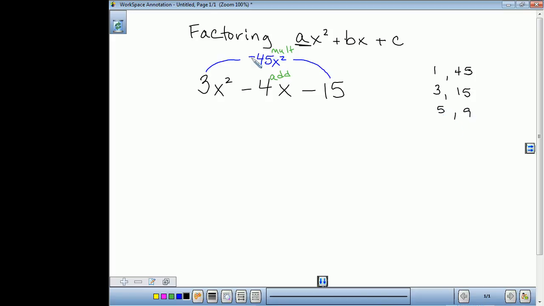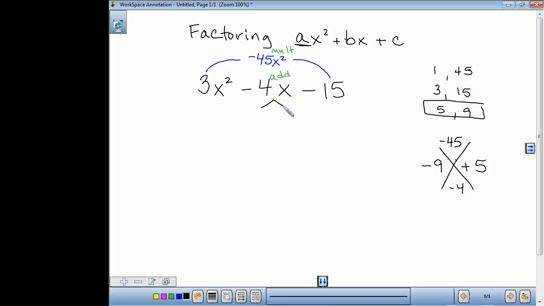Now, if I'm multiplying to get a negative, does that tell me that the signs of these two numbers are the same or they're opposites? They're opposites. So these are my choices I'm looking at, and I know the signs are opposite. I just don't know which one's which. Okay, that's a good choice, because we're multiplying to get negative 45 and adding to get negative 4. And the way we do that is negative 9 and positive 5, because negative 9 times 5 is negative 45, and negative 9 plus 5 is negative 4.